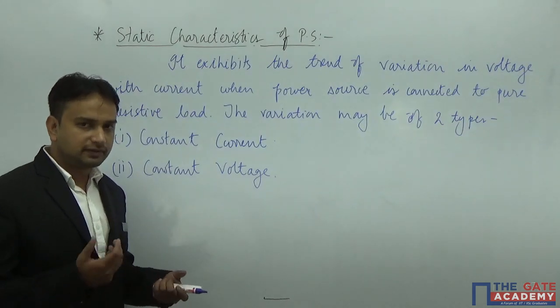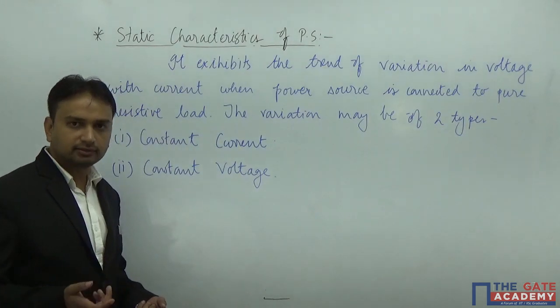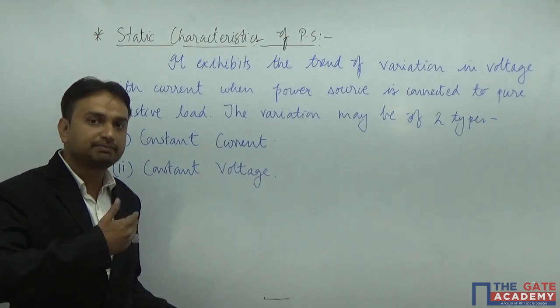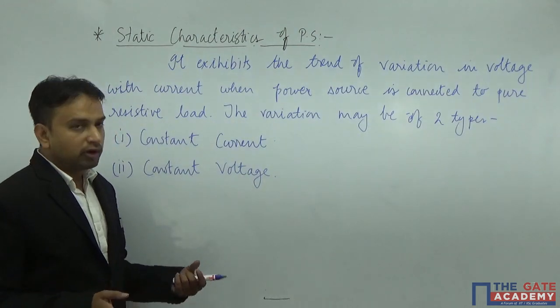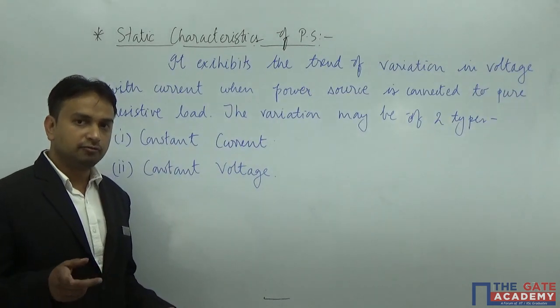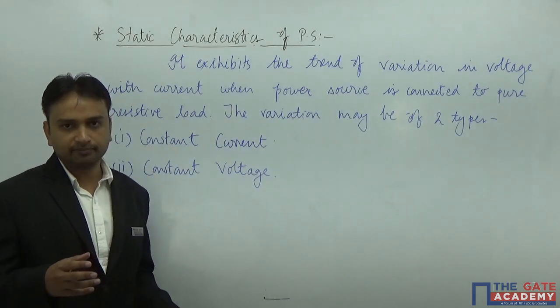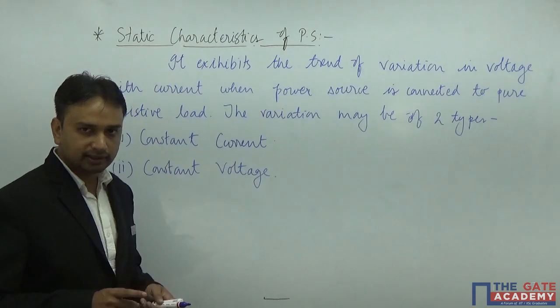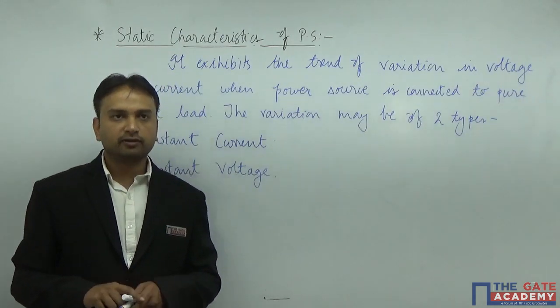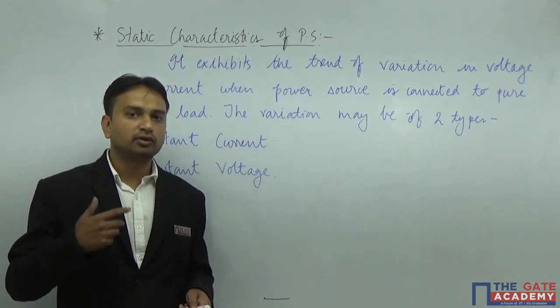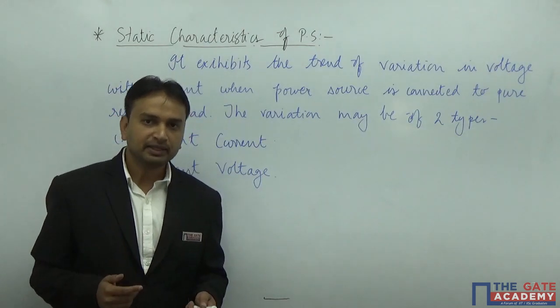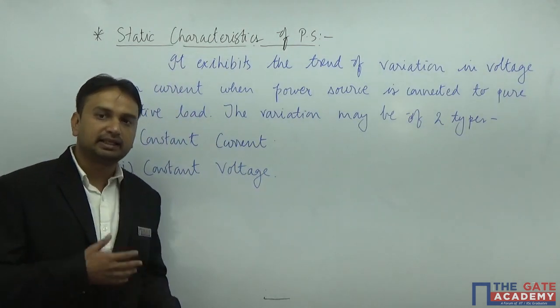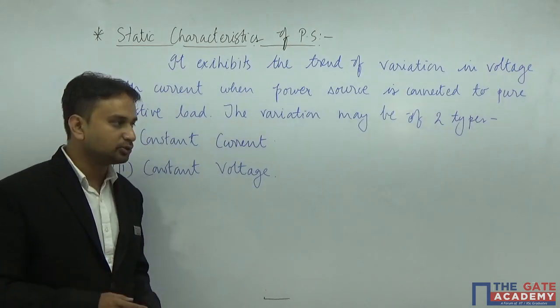So whenever the power source is connected to the arc, or when the welding operation is being performed and the arc has been established, then what is the variation of voltage with respect to the current, and vice versa? See, V is equal to IR, according to Ohm's law. So if voltage is going to change, the current is also going to change, and vice versa. So it actually exhibits the trend in variation of these two things.